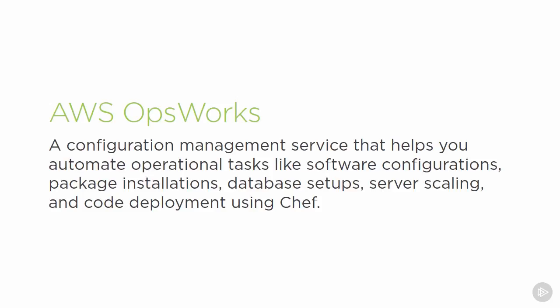AWS OpsWorks, by definition, is a configuration management service that helps you automate operational tasks like software configuration, package installations, database setups, server scaling, and code deployment using Chef. And the keyword to remember here is Chef, right? Using Chef. So this entire platform is based on Chef.